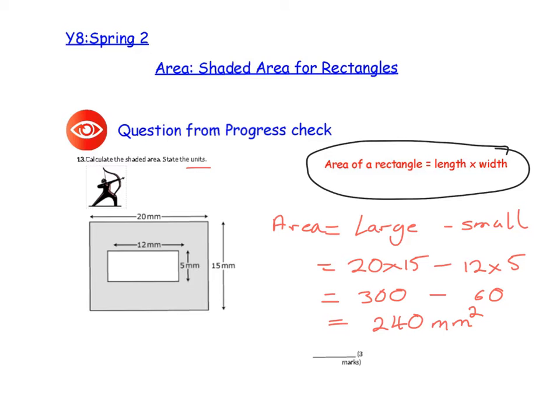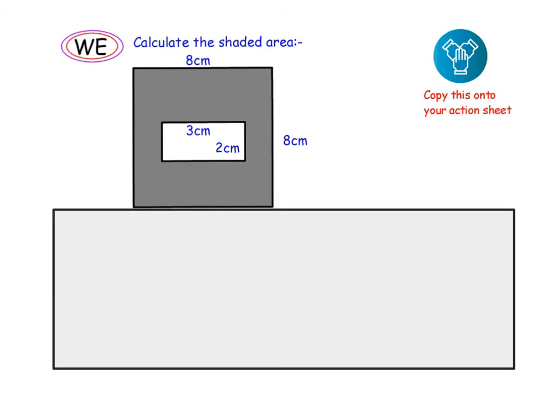Okay, that's the question from the progress check answered. Next, we'll have a look at a worked example. Here we have the worked example. Up in the top corner, it reminds you that you're going to need to copy this onto your action sheet. But if you're feeling confident, you can pause the video and have a go at it first. Don't panic if you can't, I'll go through it in a minute.